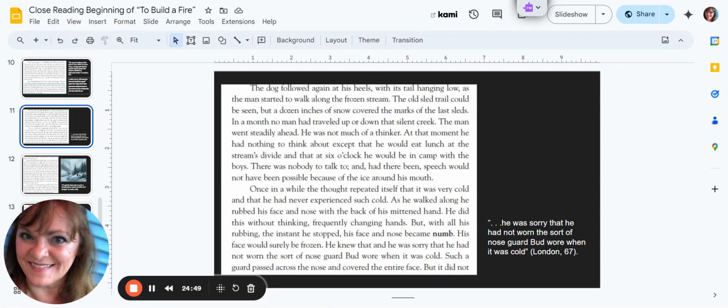So I did make note that he said he was sorry he had not worn the sort of nose guard Bud wore when it was cold. So already he's having some regrets, right? He probably should have brought a nose guard.